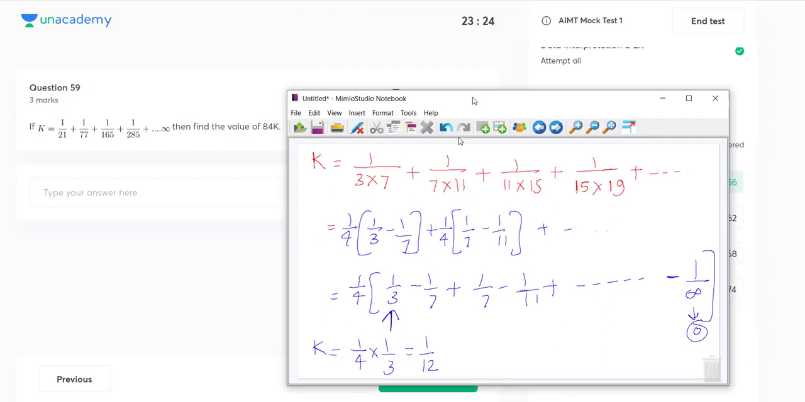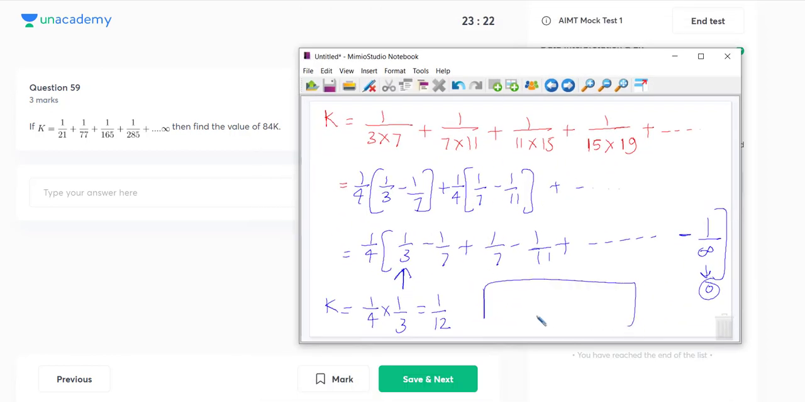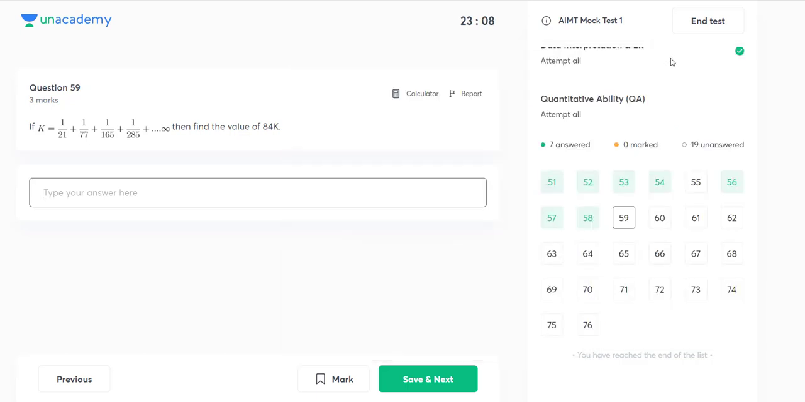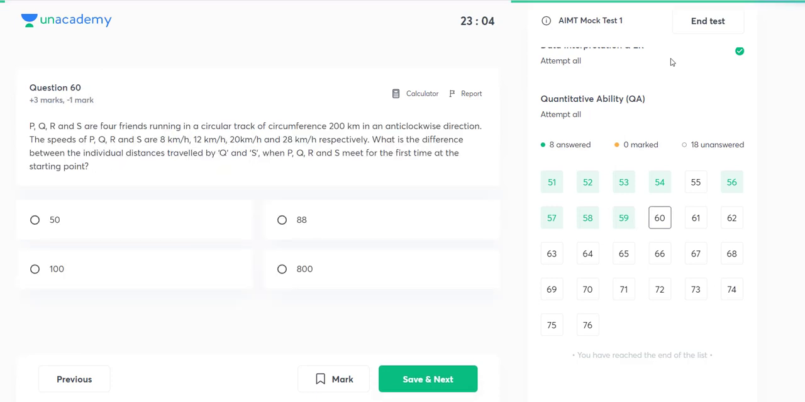But we are supposed to find the value of 84k. So the value of 84k is 84 into 1 by 12, that is equal to 7, since 12 sevens are 84. So the answer is going to be 7 here. Let's mark 7 as the answer and let's move ahead. We are left with 23 minutes.